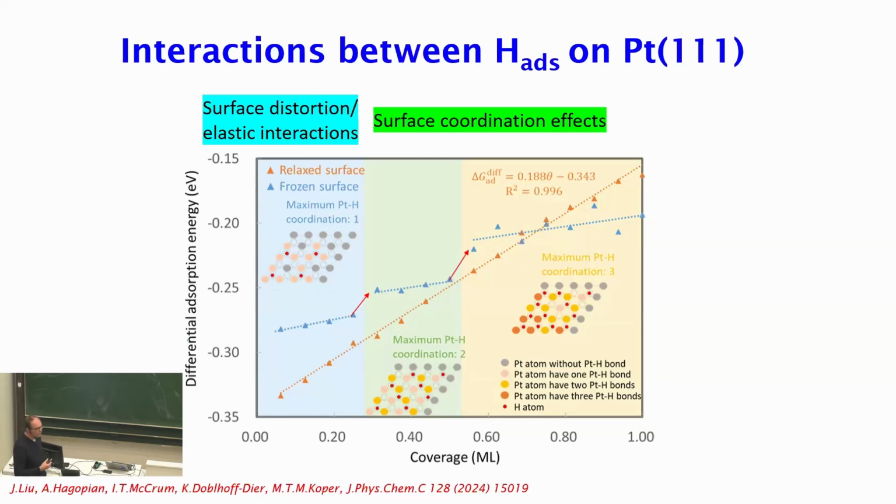adsorption energies, or the relatively low coverage, the main repulsive channel is through elastic distortions of the surface. So the fact that the surface relaxes in a different way in the absence and presence of hydrogen causes some kind of elastic repulsion. And that's the main interaction channel that we have between the hydrogens. Every time there is a jump here, that is when the average coordination of the hydrogen to neighboring platinum atoms changes.